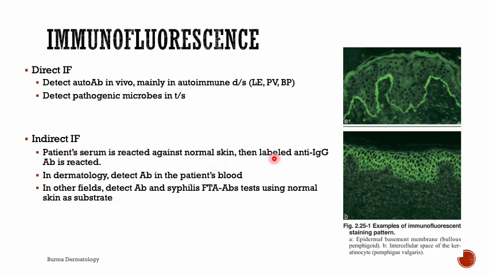As I mentioned before, indirect immunofluorescence is a two-phase process and detects the antibody in the patient's blood. In dermatology we can detect the antibody in such blistering diseases, but in other fields it can detect syphilis antibody tests using normal skin as substrate.